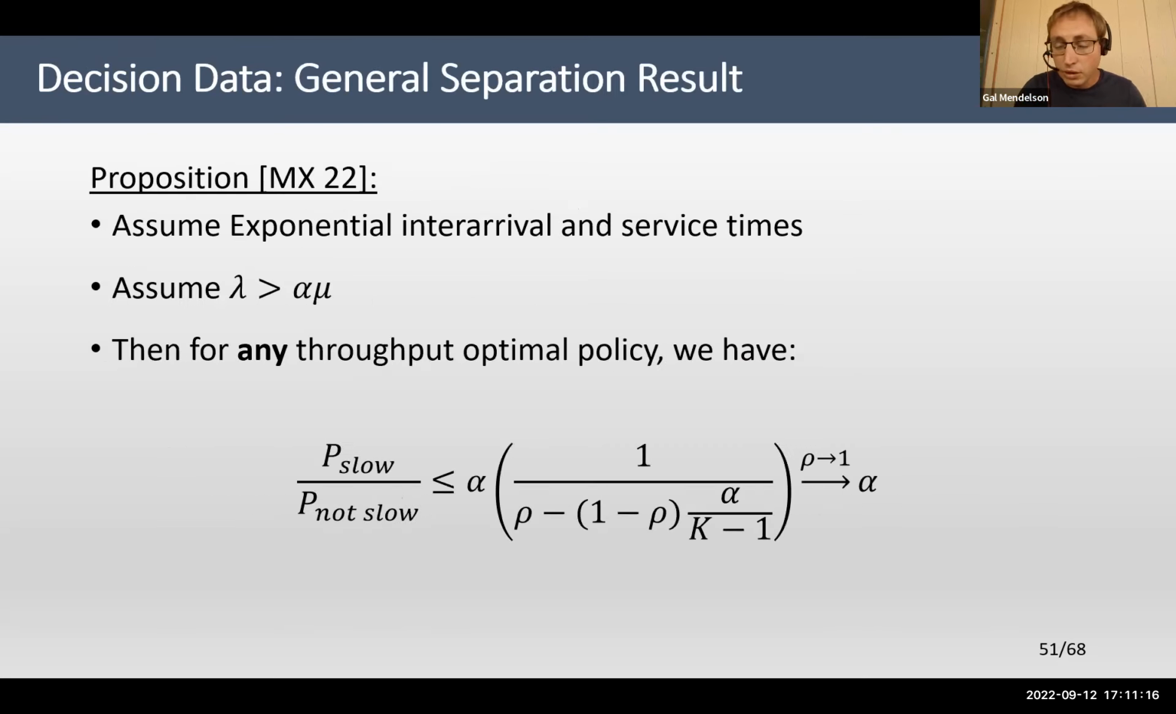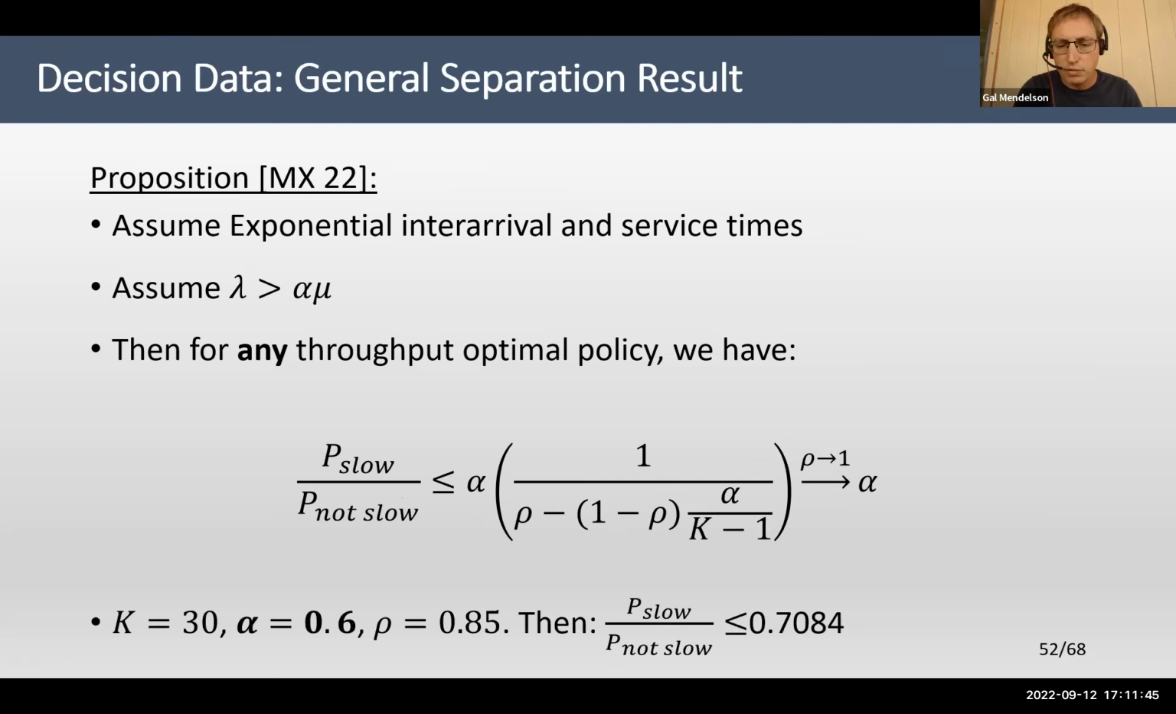And good news is that we have a general separation result saying that for any adaptive control that's throughput optimal, not just JSQ, not just rate adaptive, we have an upper bound on this ratio, which goes to the maximum possible as rho goes to 1, which is alpha, which is exactly the speed factor of how the service rate changed. But even for lower loads, you get numbers that are really close to the actual alpha.